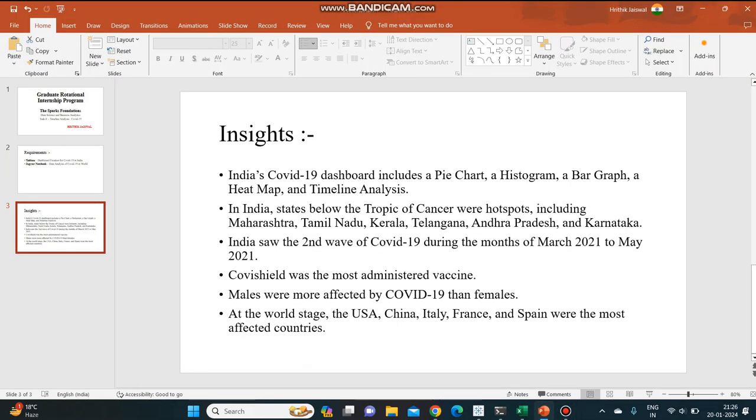Let's look at the insights. India's COVID-19 dashboard included a pie chart, histogram, bar graph, heat map, and timeline analysis, as you saw. States below the Tropic of Cancer were hotspots, including Maharashtra, Tamil Nadu, Kerala, Telangana, Andhra Pradesh, and Karnataka. India saw the second wave of COVID-19 during the months of March 2021 to May 2021.